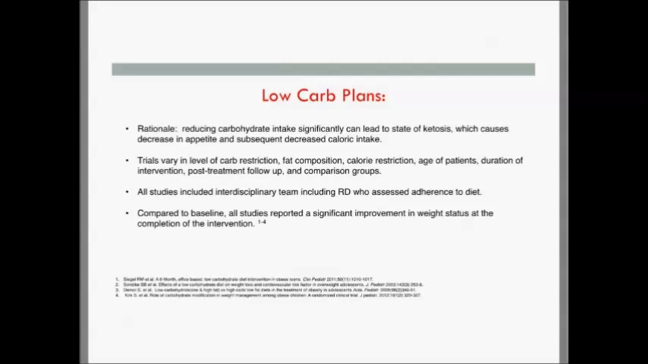So if you look at the data on nutrition for children, there are a lot of different ways we can approach this, and what I want to do is just kind of show you what's been studied, and then I'll tell you what I do in general. One of the things that has been studied is low-carb plans, and the rationale for low-carb plans is to reduce carbohydrate intake significantly. If you reduce carbohydrate intake significantly, you can get the child into a state of ketosis, which can cause a decrease in appetite and subsequent decreased caloric intake. So the trials vary in terms of carb restriction, fat composition, calorie restriction, age of patients, duration of intervention, post-treatment follow-up, and comparison groups.